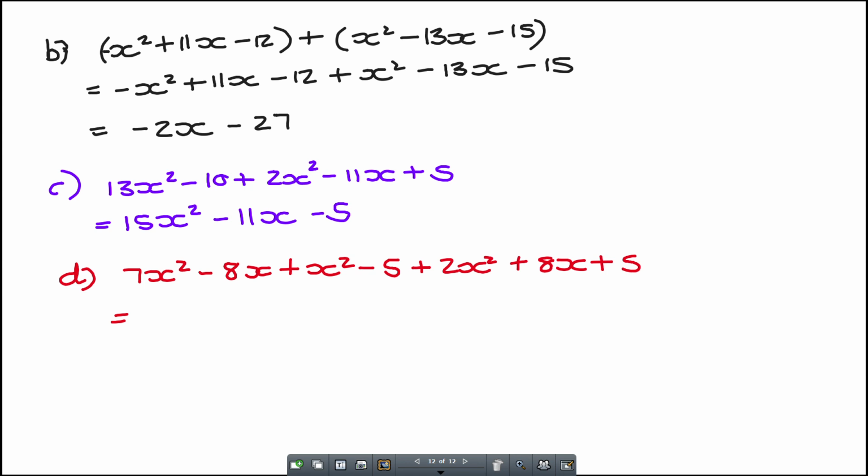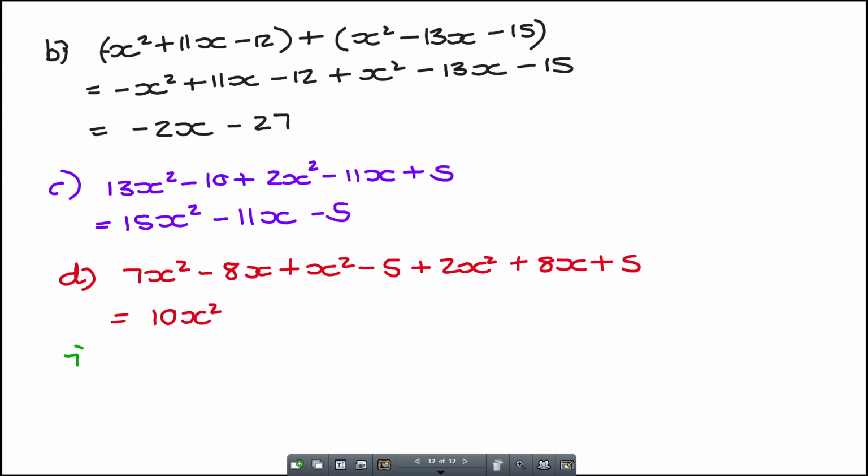Sorry. 7x squared plus 1x squared gives me 8x squared plus 2 will give me 10x squared. Then my normal x's, minus 8x plus 8x gives me no x. Okay, and then minus 5 plus 5 gives me 0 again. So this is basically what we end with there. Okay, any questions? Can I skip? Or maybe I can fit it in down here.